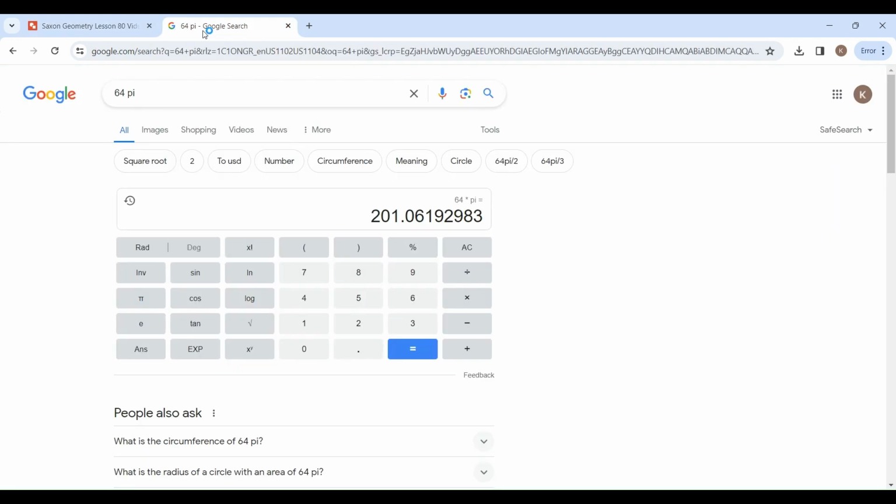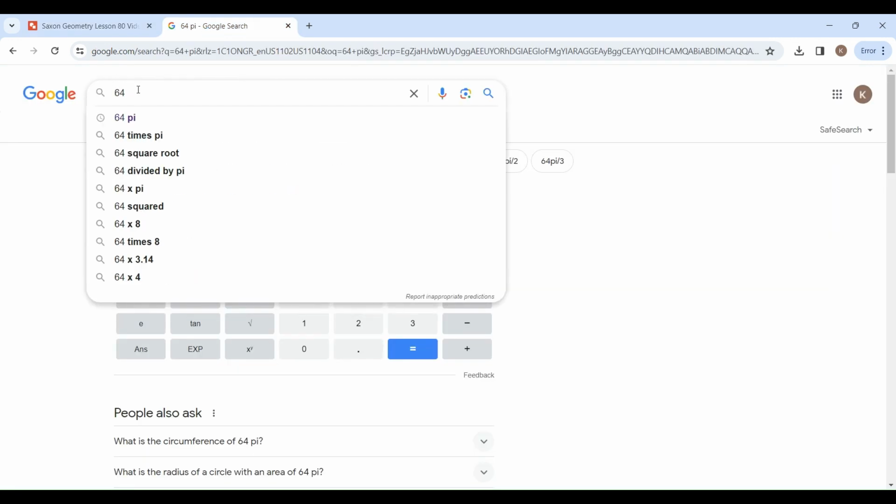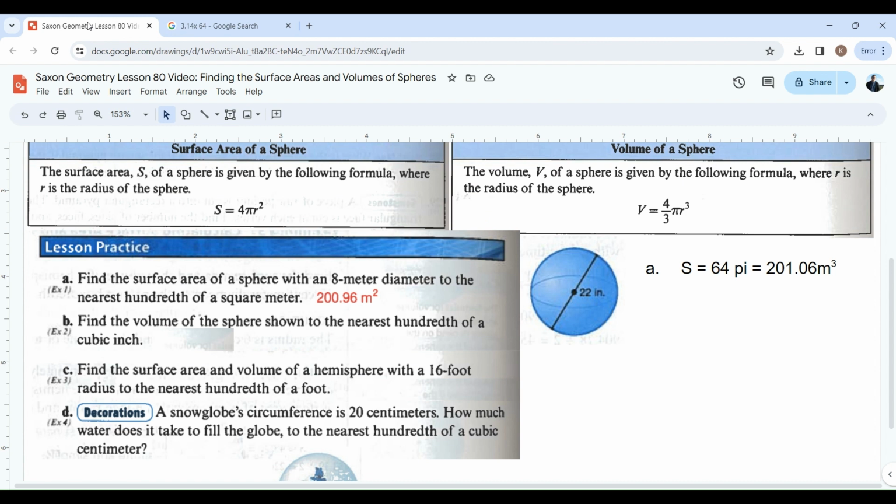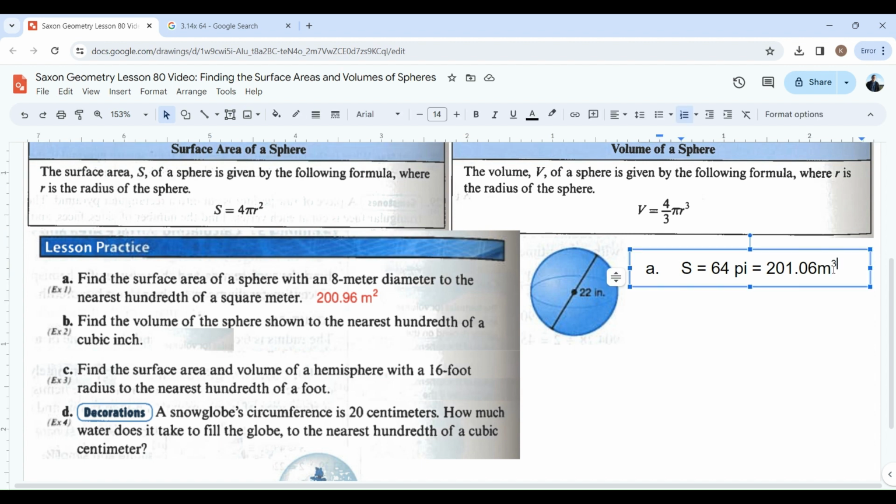64 times pi. I wonder if I use 3.14 instead of pi, if I get the same answer as them. This is a worse way to do it. But let's see, 200.96. All right, so somebody at Saxon Math Incorporated accidentally used 3.14 for pi in this one. That is not an accurate way to plug pi in when you're asked for pi, because you have the ability to use a calculator. It has an infinite number of digits of pi. So I'm going to encourage you not to do what the book did. Do what I did. You're going to get a better answer as a result here.